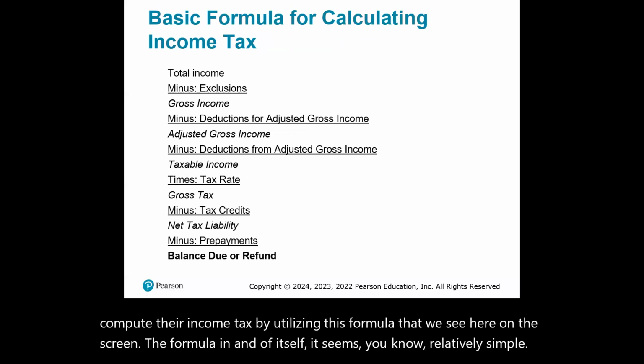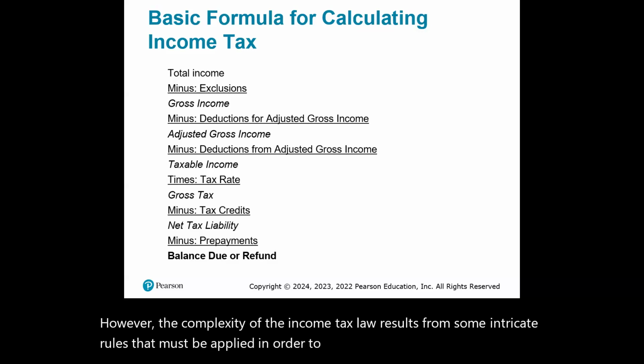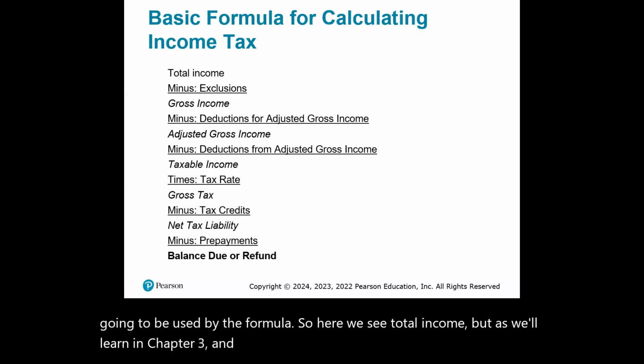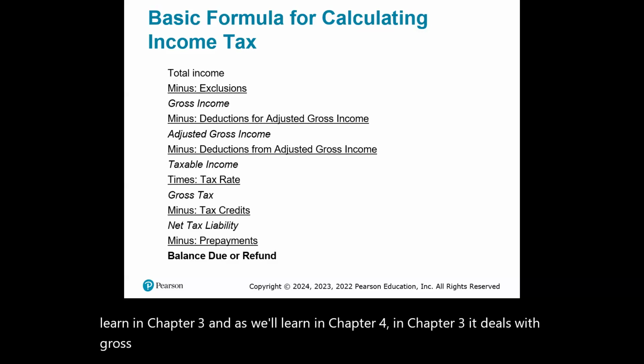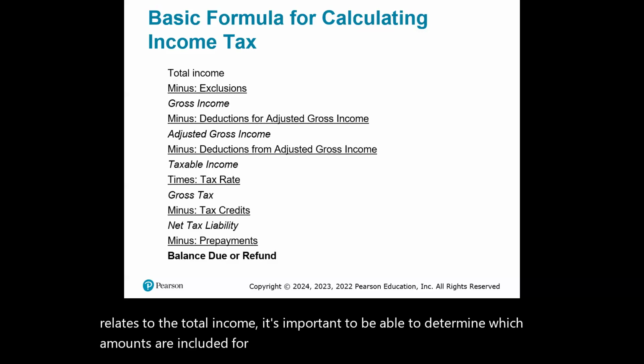However, the complexity of the income tax law results from some intricate rules that must be applied in order to determine the amounts that are going to be used by the formula. Here we see total income, but as we'll learn in Chapter 3 and Chapter 4, Chapter 3 deals with gross income inclusions, and Chapter 4, gross income exclusions. As it relates to total income, it's important to be able to determine which amounts are included for tax purposes and which amounts are excluded for tax purposes.